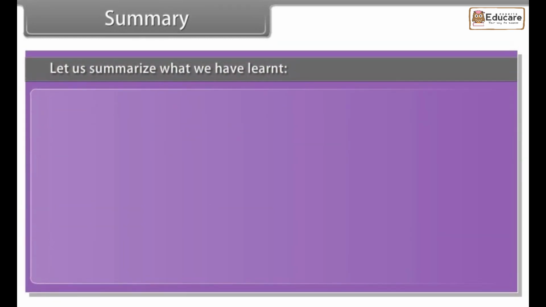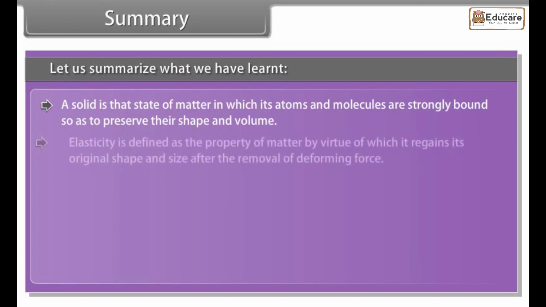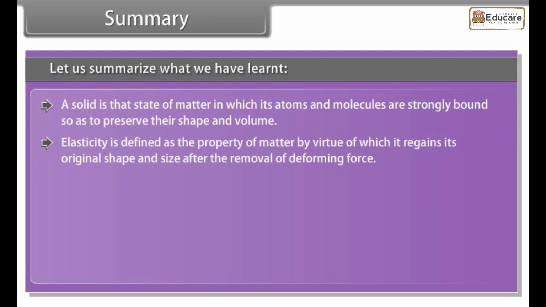Summary. Let us summarize what we have learnt. A solid is that state of matter in which its atoms and molecules are strongly bound so as to preserve their shape and volume. Elasticity is defined as the property of matter by virtue of which it regains its original shape and size after the removal of the deforming force.